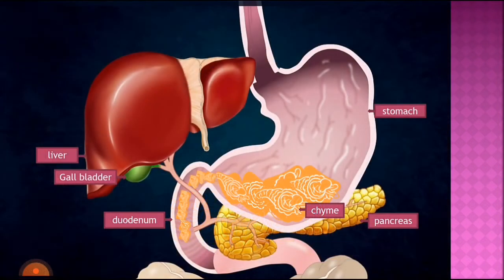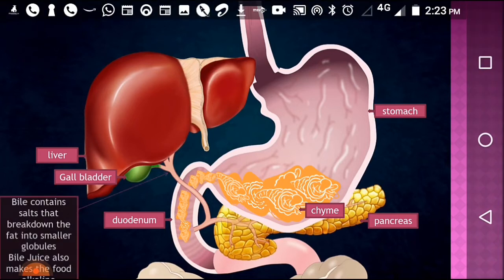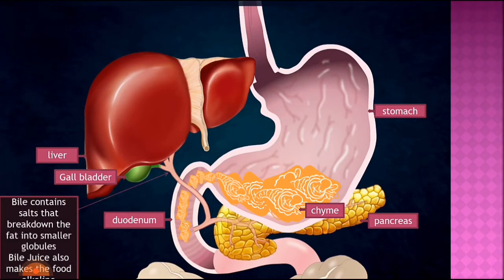The acidic food from the stomach reaches the duodenum, which is the first part of small intestine, where the fats are present in the form of large globules. These fats are broken down by bile juice secreted by liver. Liver produces bile and stores it in the gallbladder until it is required. Bile contains bile salts that break down the fat into smaller globules. Bile juice also makes the food alkaline for pancreatic and intestinal enzymes to act on it, because pancreatic and intestinal enzymes become ineffective in presence of acidic medium.